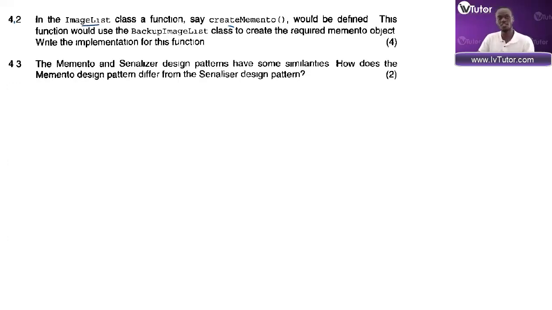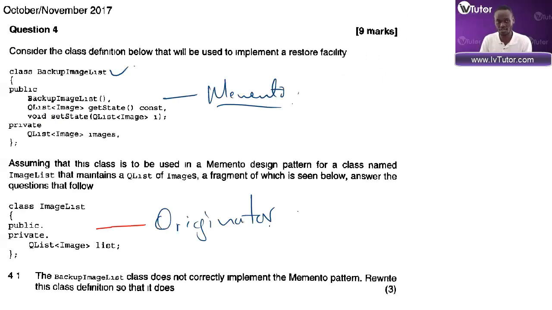This function would use the backup image list class to create the required memento object. Write the implementation of this function. Look, they don't even need to explain that it's going to use the image list class because, to be honest, this is obvious if you understand the Memento design pattern. How else would you implement this function? Because the responsibility of this function is to return your memento, in this case the backup image list instance. And in your backup image list class, you've got the get state and the set state functions. So you want to use these two functions.